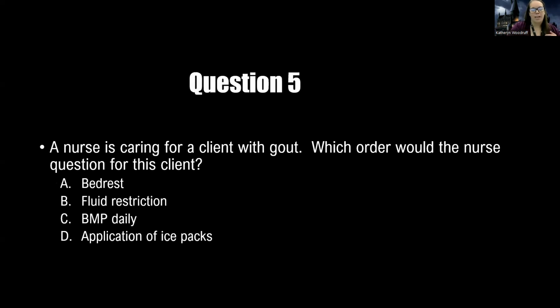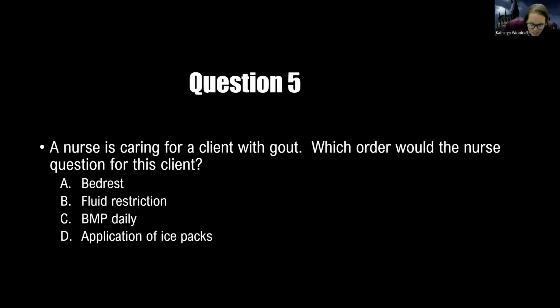The last choice is application of ice packs. If I apply ice to someone with gout, would that be harmful? I have to think that with most types of arthritis, ice packs for pain are helpful. So I don't think that ice packs are a bad thing. That leaves me only with my answer choice B, fluid restriction.